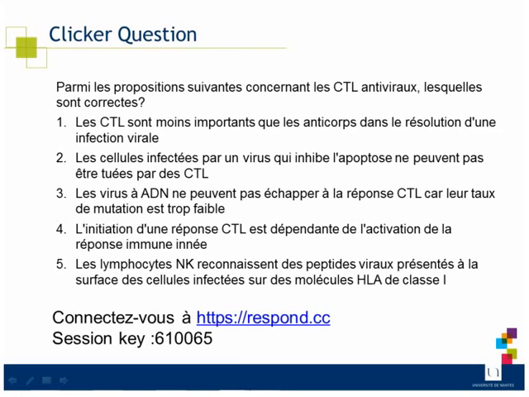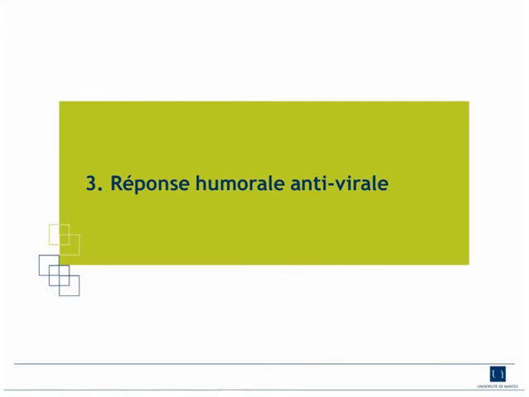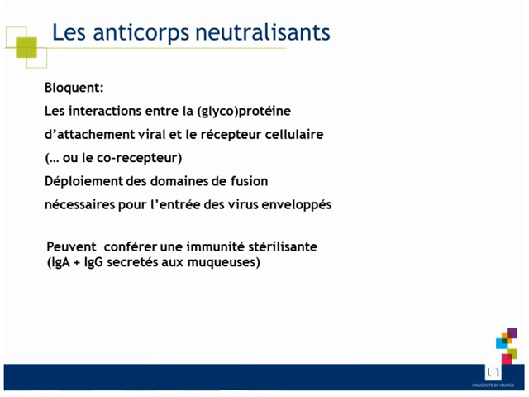Right, so quickly, we have about 20 minutes to cover the antiviral humoral response. So what is important here is neutralizing antibodies. Okay, so neutralizing antibodies are the ones that bind on the surface of the virion, the virus particle, and they'll block either the interactions between the attachment glycoprotein, or the attachment protein on the capsid, and the cellular receptor or the co-receptor. And neutralizing antibodies can also be active by blocking fusion between the virus envelope and the cell membrane.